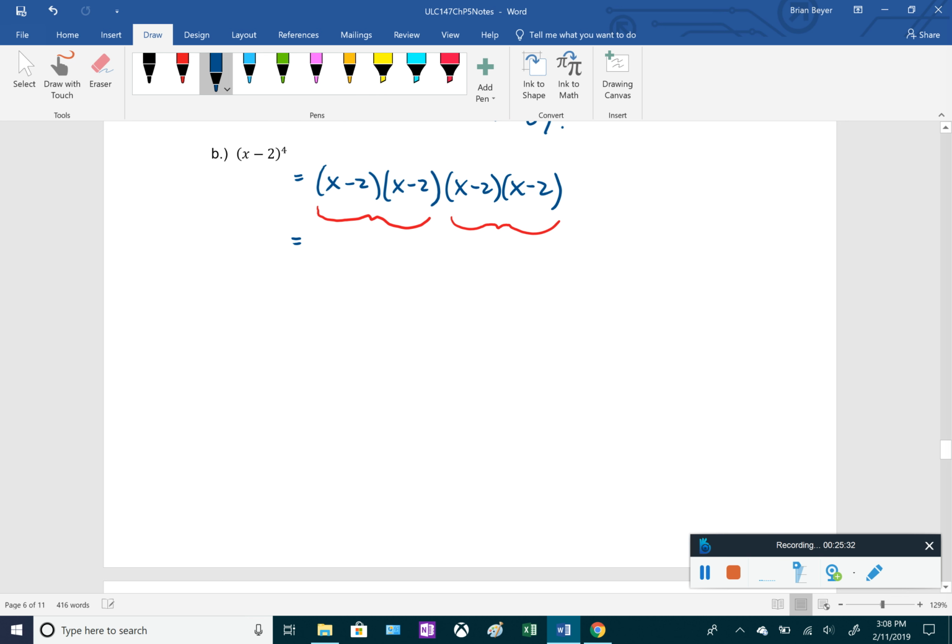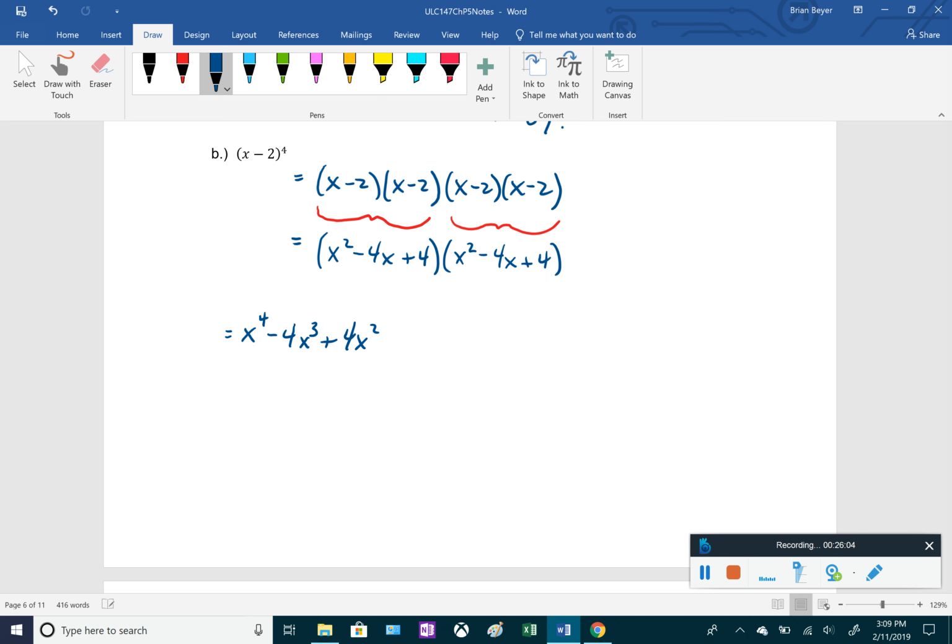x minus 2 times x minus 2 is going to give us x squared minus 4x plus 4. And same thing with the other one, because they were the same things. And then we're going to multiply all three of these terms. So multiply the x squared throughout. We get x squared times x squared, so x to the fourth minus 4x cubed plus 4x squared.